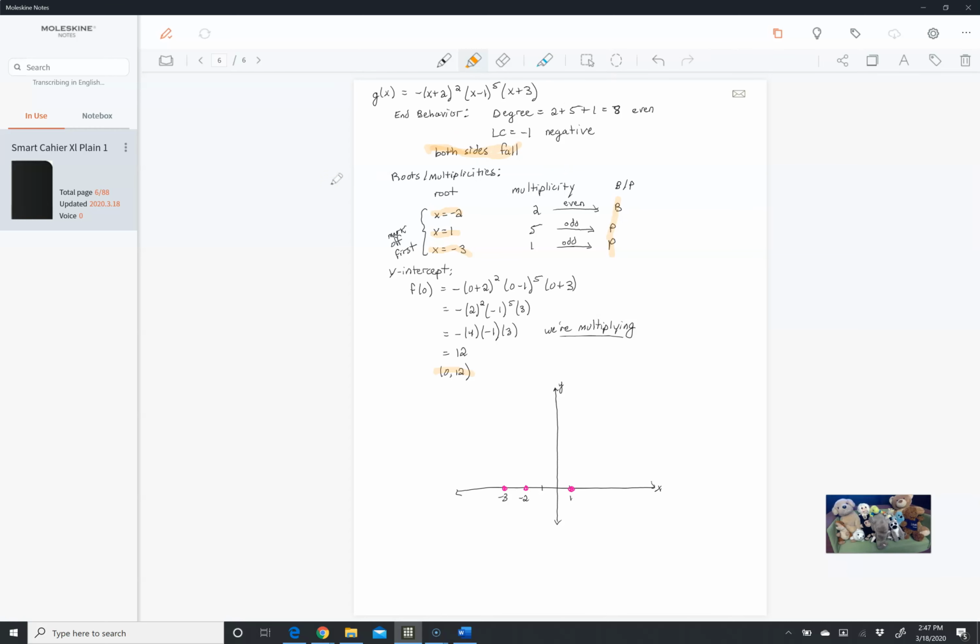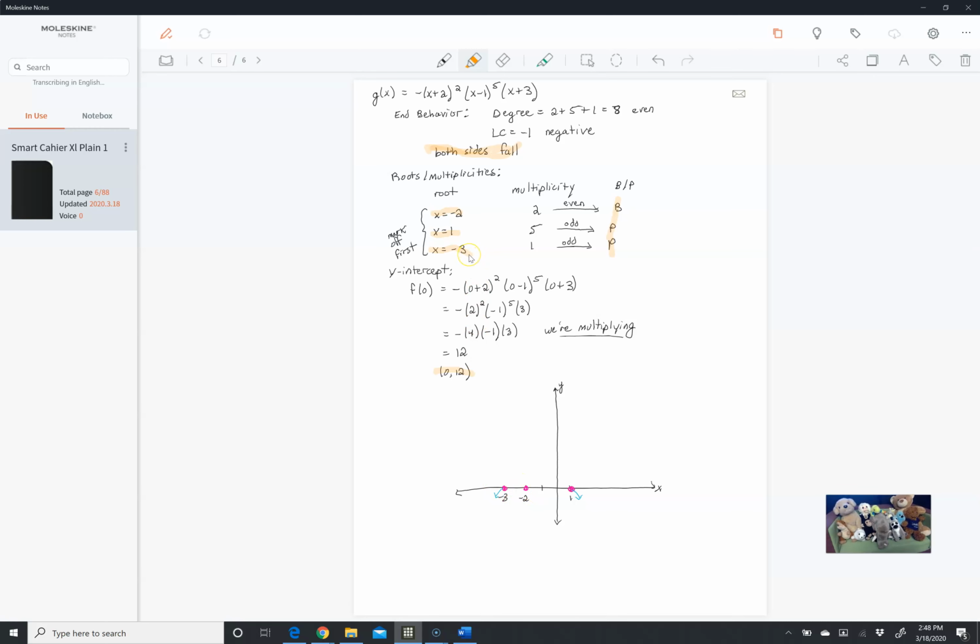Now we know that we're falling on both sides. So on this side we're falling. Again, we're doing this lightly because we don't know for sure yet if we're going to be passing or bouncing at these points. Now we could do the passing and bouncing. I would do the ends first, okay? Don't do the middle roots, do the ends.